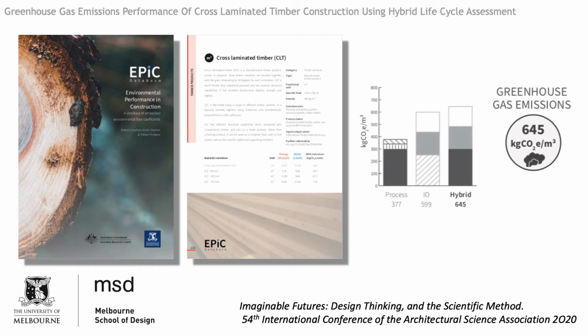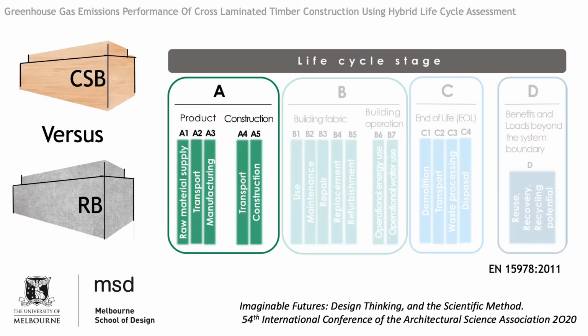So this paper uses the hybrid coefficients from the EPIC database to compare the greenhouse gas emission performance of a case study building, CSB, constructed out of CLT, versus a reference building, RB, constructed out of conventional materials, aka reinforced concrete. This paper focuses only on embodied greenhouse gas emissions, referring to EN 15978. This study covers only stage A1 to A5, relating to product and construction.